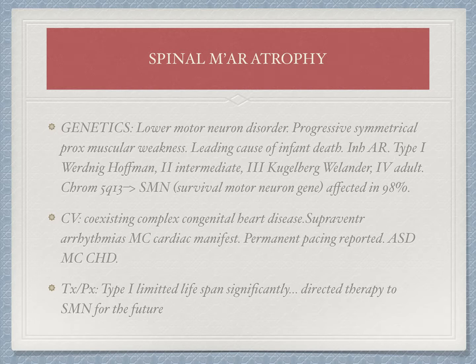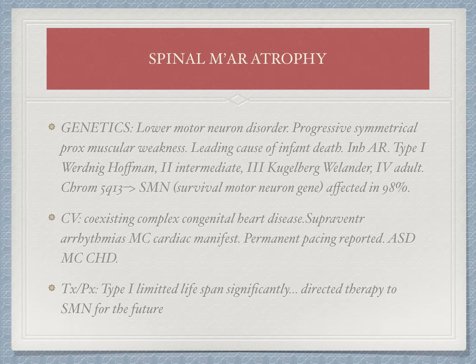What about the spinal muscular atrophies? So these are lower motor neuron disorders. There's type 1 through 4. The most common one is Werdnig-Hoffmann. And here, in general, there's a progressive symmetrical proximal muscular disease. It is the leading cause of death in infants. So type 1 is Werdnig-Hoffmann, and there's also 2, 3, 4.